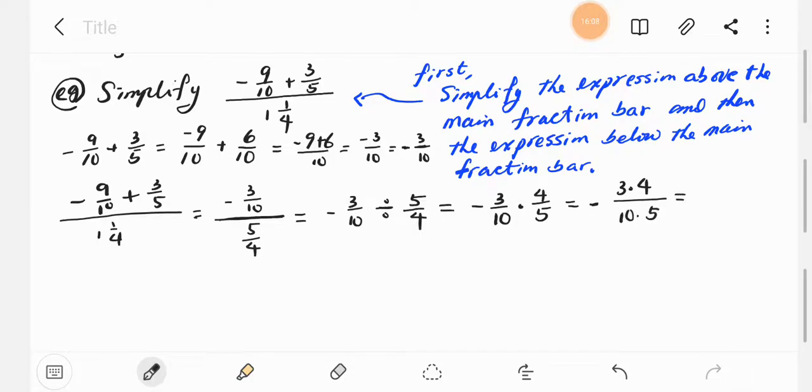Can we reduce? Yes. So 4 and 10 can be divided by 2, right? So 4 divided by 2 is 2. 10 divided by 2 is 5. Then there's no common factors. So the answer will be negative 3 times 2 is 6 over 5. Or you can write it negative 1 and 1/5.